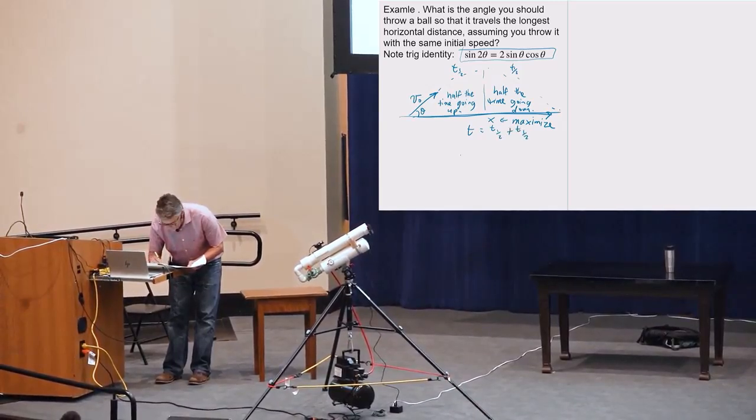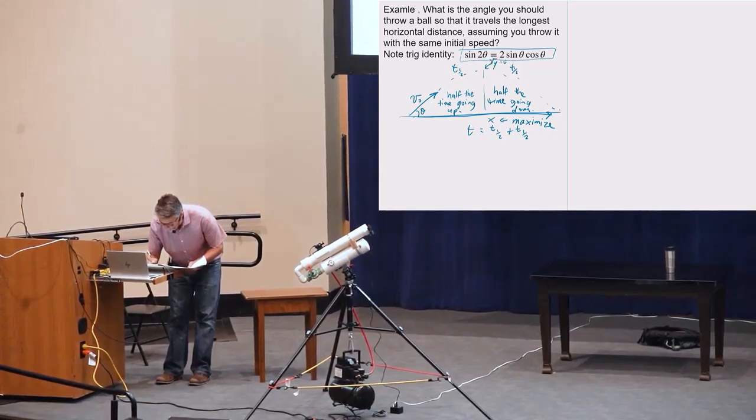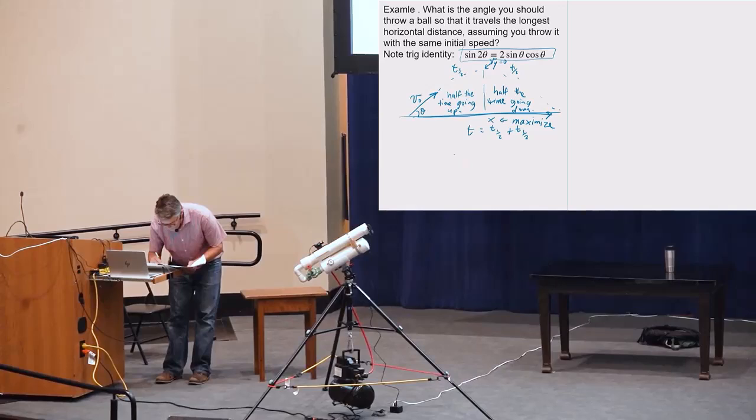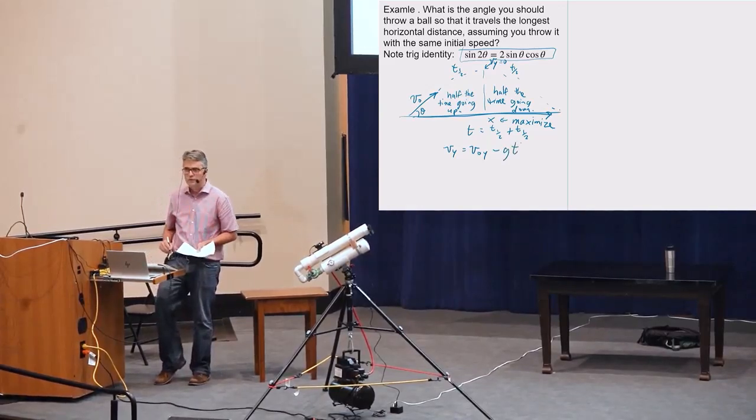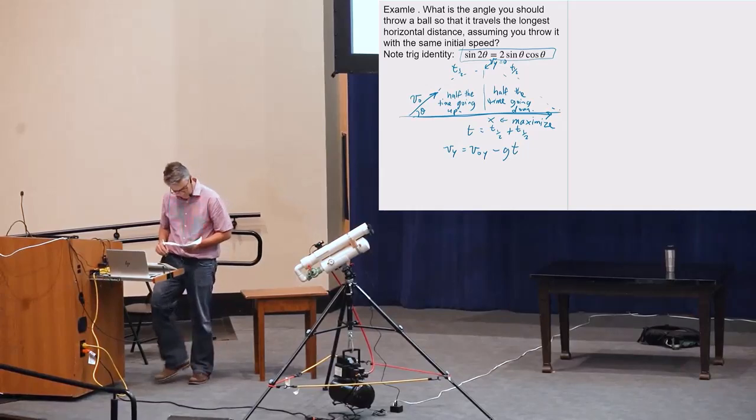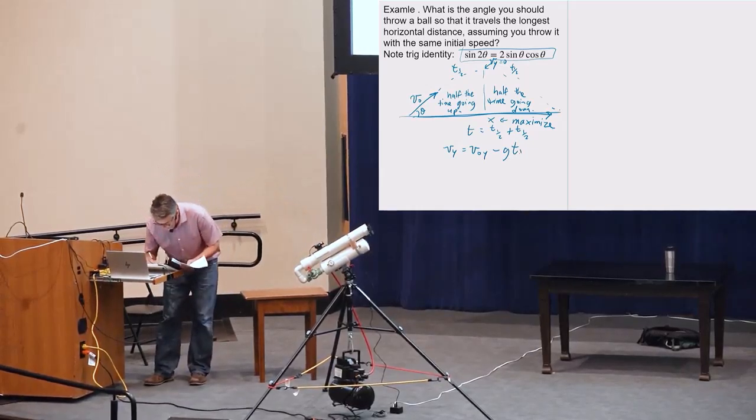You get it? So I would say that up here, this is when Vy equals 0 after that half. So Vy is equal to V0y minus g times t. That's one of those equations from the previous slide. Remember which one? Times t_a half. That's when it's going to stop.